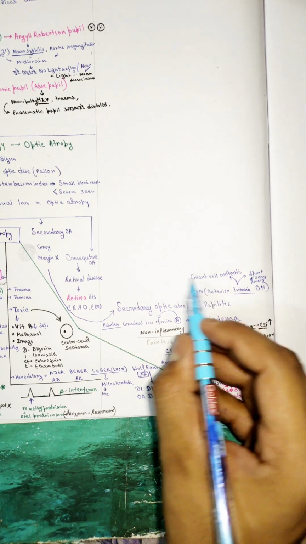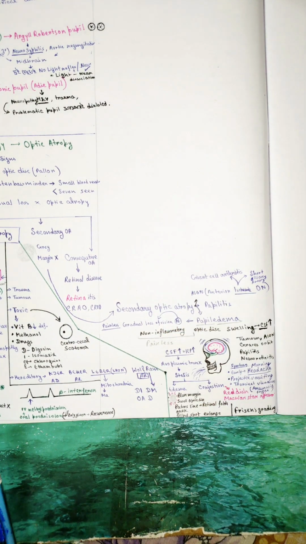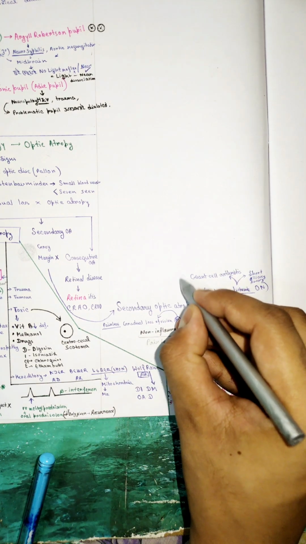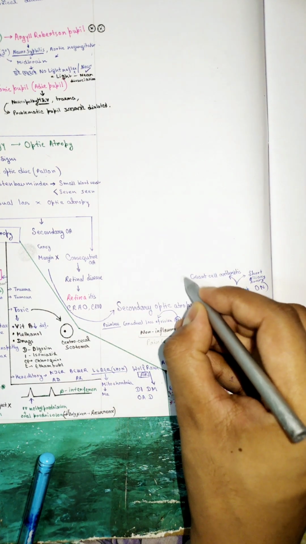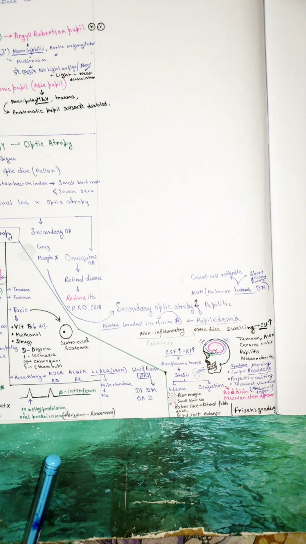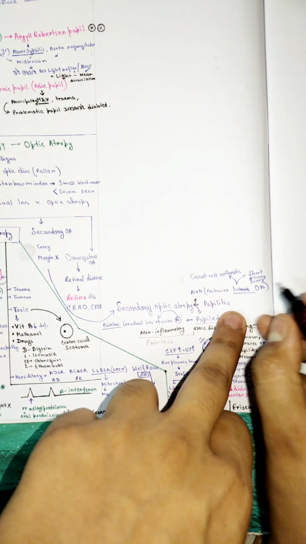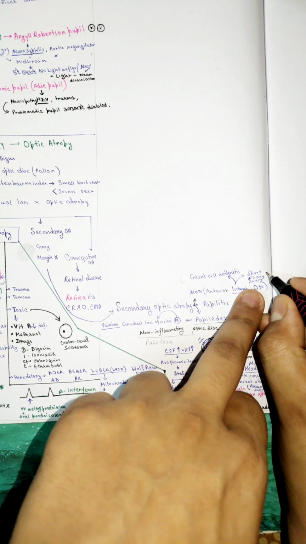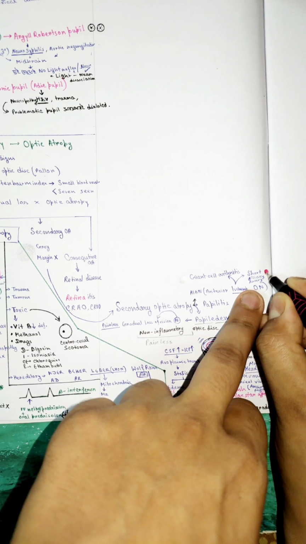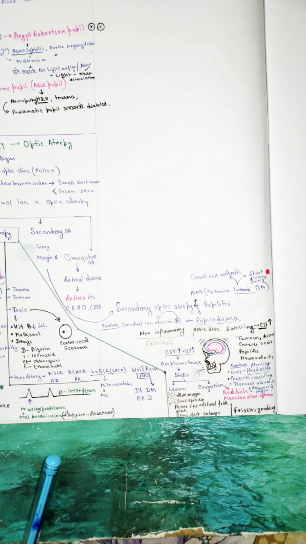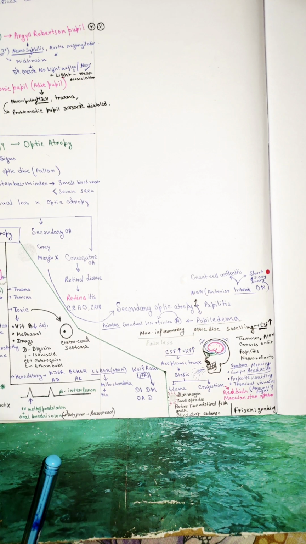Here the optic disc becomes pale. Once again, the optic disc becomes pale, and here the optic disc becomes hyperemic, that means more reddish. There is nothing to discuss more. It is not very important.